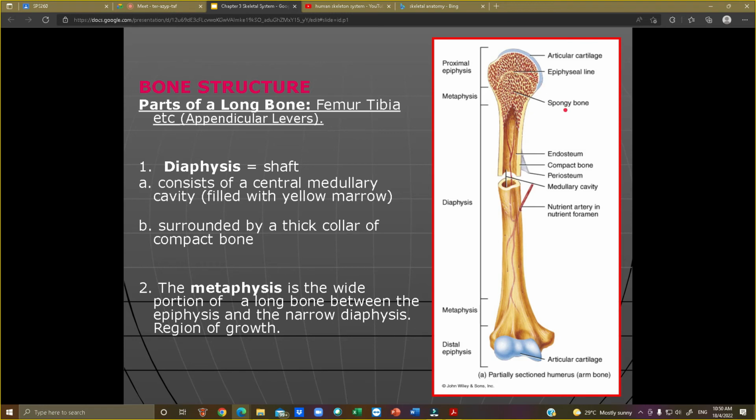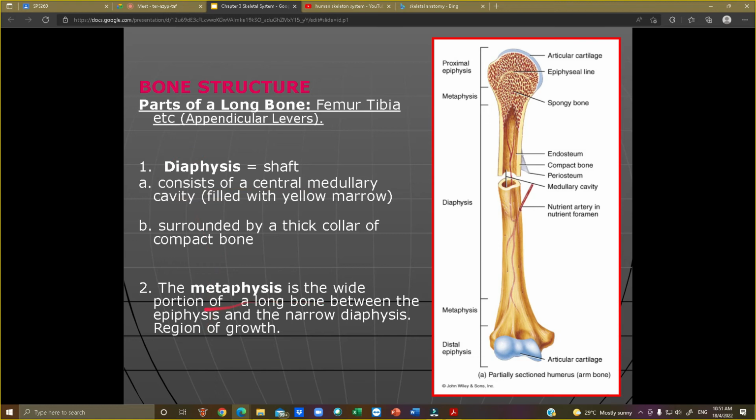Okay, so apa beza dia? Diaphysis ni, this is cortical. Metaphysis sampailah proximal, metaphysis sampailah distal, this is trabecular. Dia punya composition berbeza. Okay, itu dia. Diaphysis shaft consists of central medullary cavity.